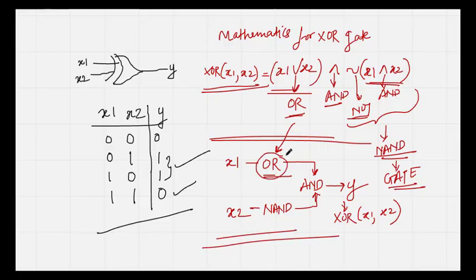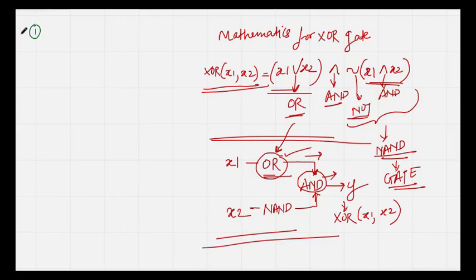Now in previous lectures we saw what my equation will be for OR, for AND, and for NOT as well. So in that way we'll find it. Here we will have three steps overall. What will those be? My step 1, that is first, we have to compute OR.